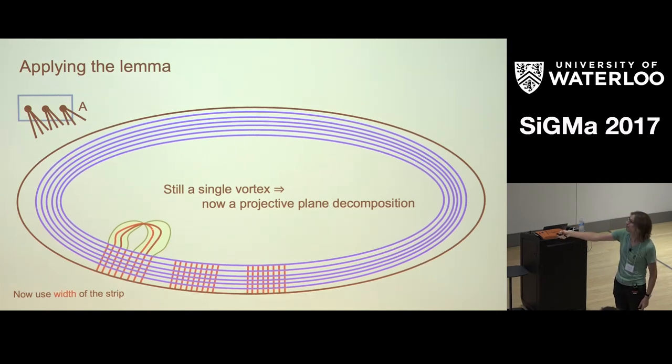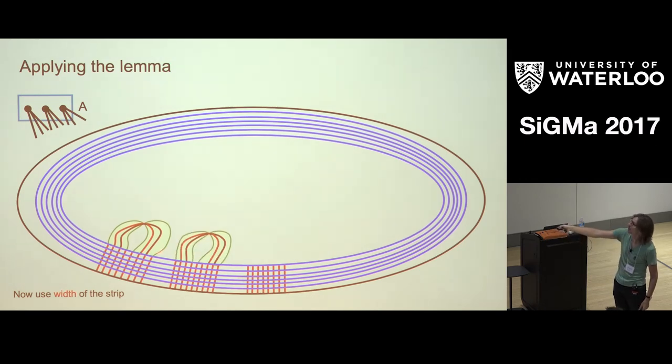So I cut through the middle of this crosscap strip, take the blue cycles, and now I apply the lemma again, and I get another handle or crosscap strip attached onto the next linkage here. So now I've embedded in the disk with two crosscaps. And again, I still have a single face containing all the crossing edges. And again, I still have big width here. So I still have many paths going through. So I could just keep repeating this process.